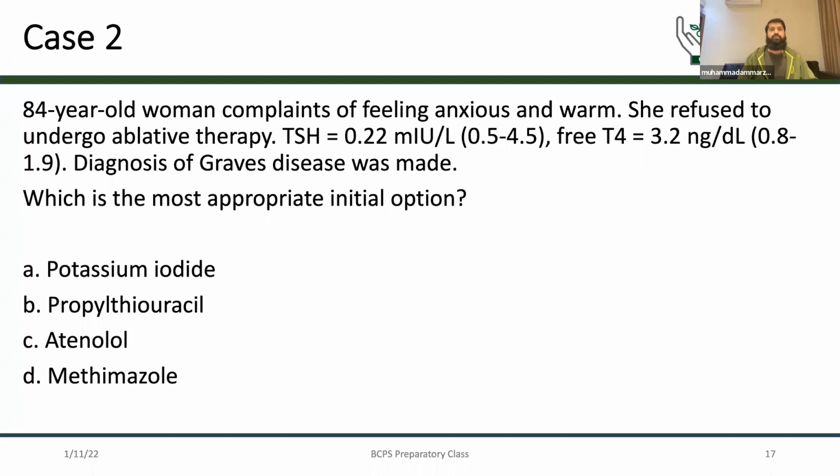TSH levels are 0.22, that's low. T4 levels are high, 3.2 nanograms per deciliter. Diagnosis of Graves disease was made. Which is the most appropriate initial option for this patient?